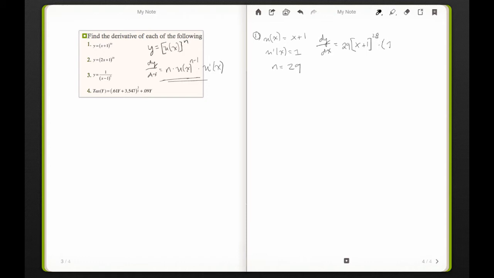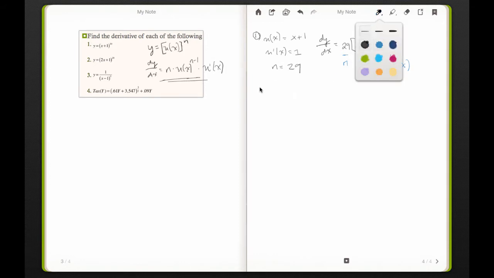Okay, so notice, I'm going to make it really explicit for this first one. This is my n. This is my u of x. This is my n minus 1. And this is my u prime of x. So I'm just taking the derivative of u with respect to x. That's all that is. All right, so let's move on to the next ones.